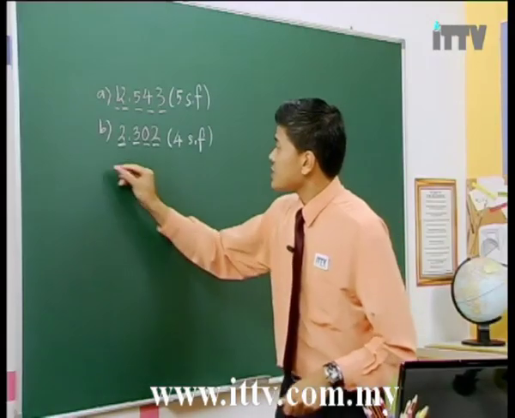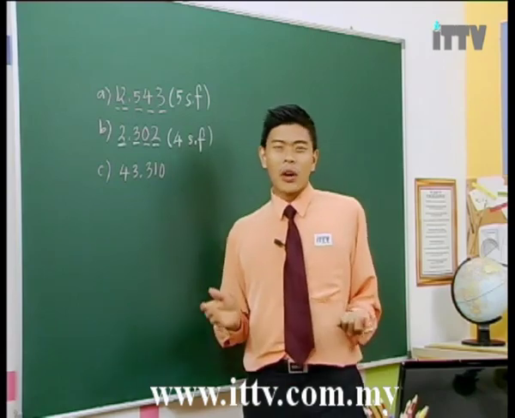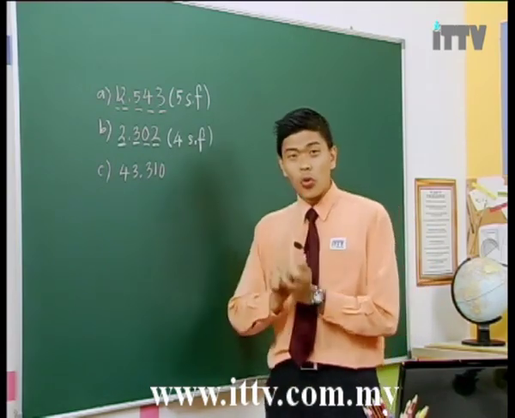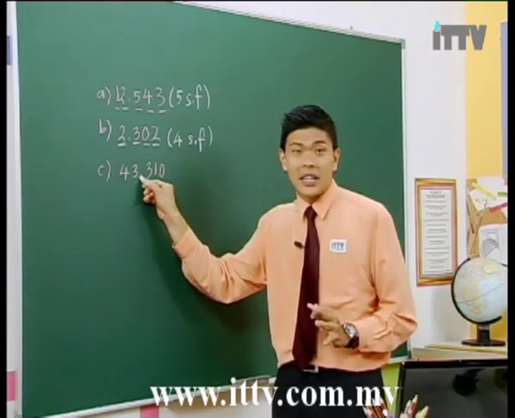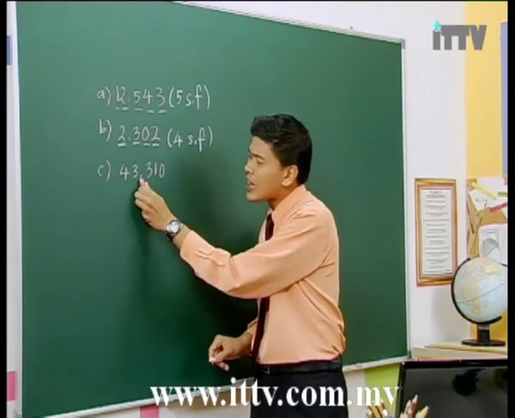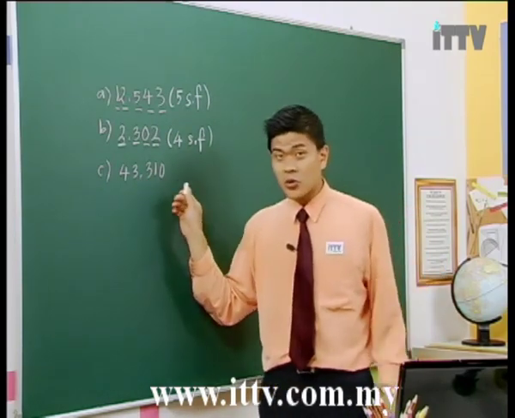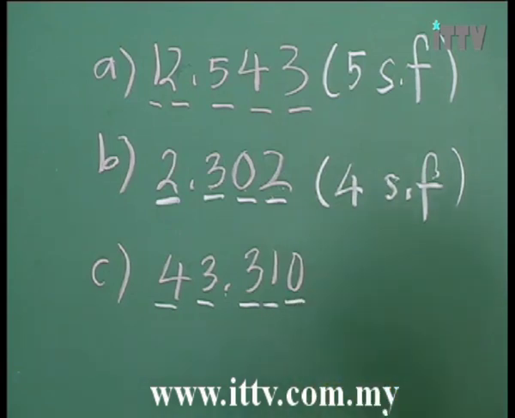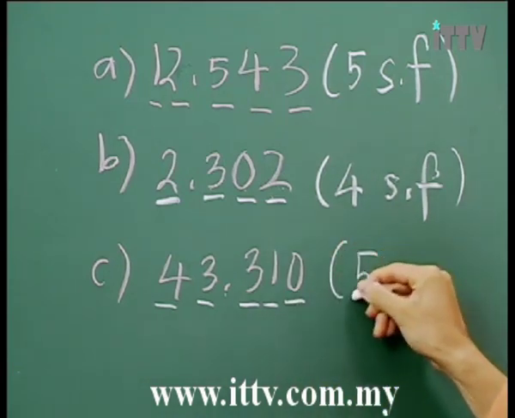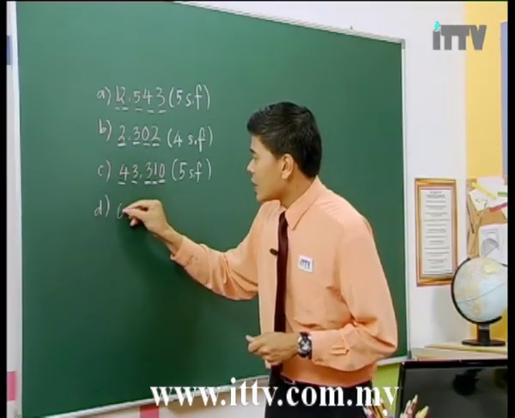Alright, let's take a look at C. 43.310. What rules are here? I bet you know rule 1 for the non-zero digits, and there is rule 3. Alright, rule 3 states that trailing zeros in a decimal, as long as there are any zeros after a point, the zeros are significant. So this 0 is also significant. Okay, so there are 1, 2, 3, 4, 5 significant figures. Alright, what about the number in D? Long number there.